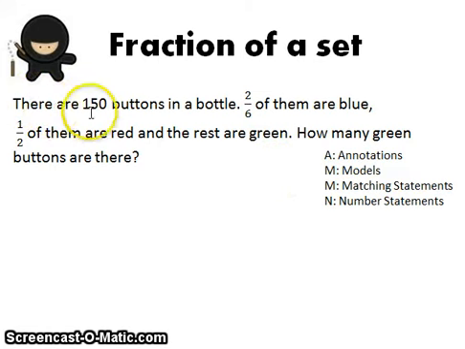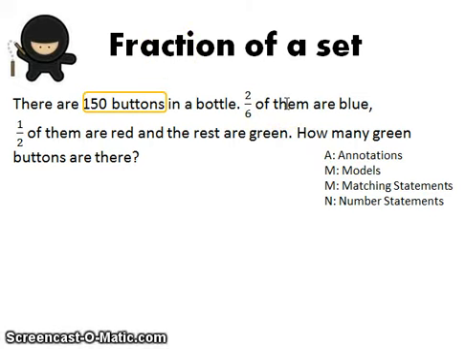There are 150 buttons in a bottle. 2 out of 6 of them are blue. One out of 2, or half, of them are red, and the rest are green. Now let's look at the fractions in these sentences. This phrase, 2 out of 6 of them, is a fraction. It is the same phrasing as a fraction of a set.